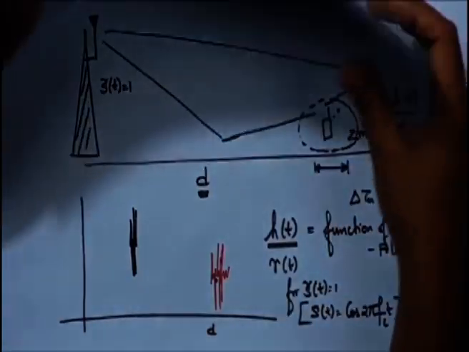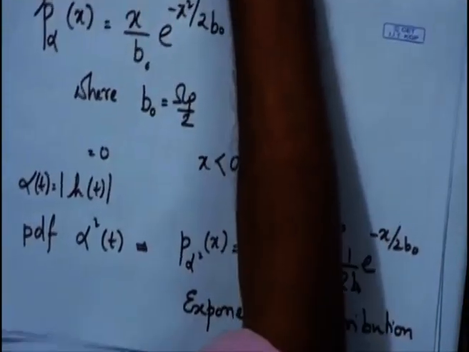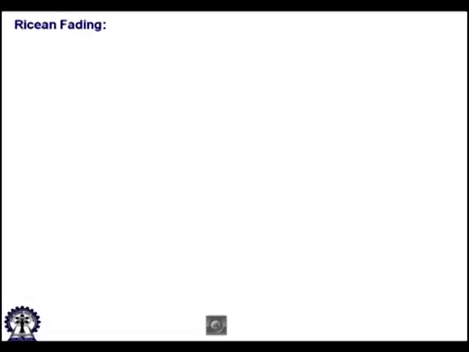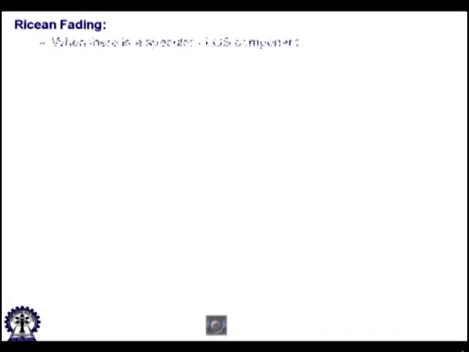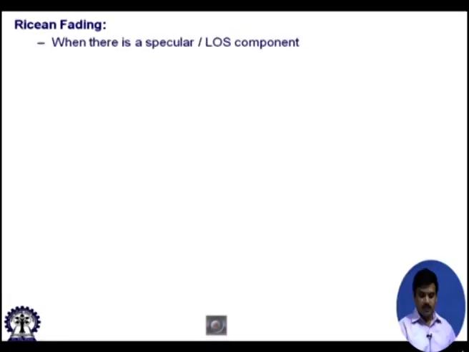So, moving ahead further, what we have discussed is the Rayleigh distribution. Now, instead of Rayleigh distribution, in practical scenarios there could be other distributions also, and one of the other important distributions is the Ricean distribution. Ricean distribution is present when there is a line of sight component.